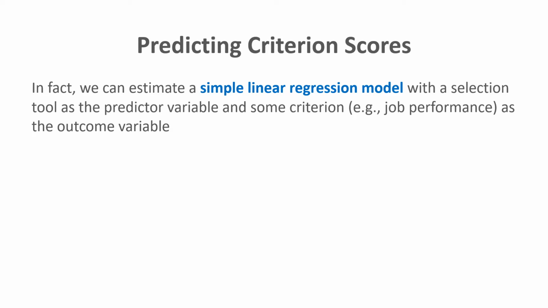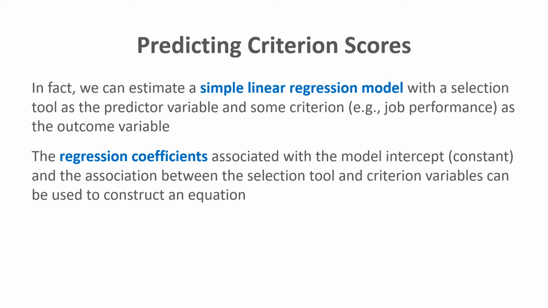Now, we can use the predicted future criterion scores to inform decisions on which applicant should be extended an offer. In fact, we can estimate what is called a simple linear regression model with a selection tool as the predictor variable and some criterion of interest as our outcome variable in the model. Now, with a simple linear regression model, we have just a single predictor variable and a single outcome variable.